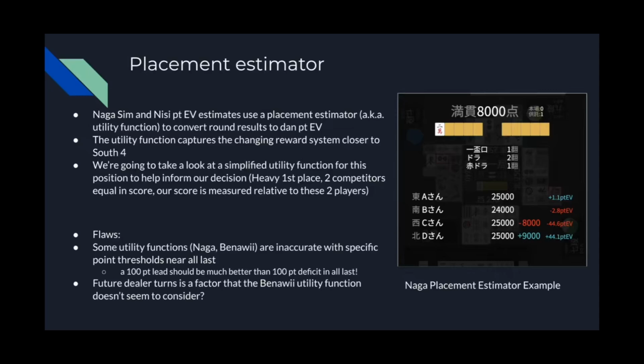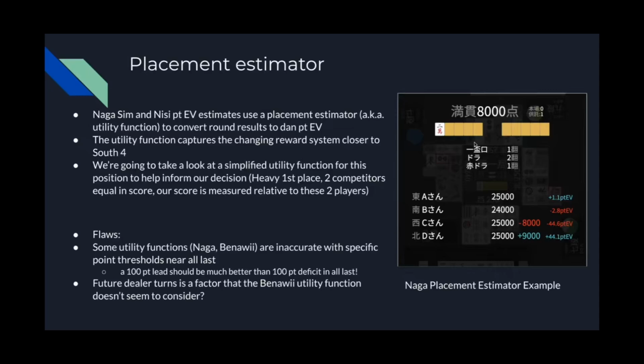Some flaws of a utility function. Some utility functions, such as Naga and Benawii, are inaccurate with specific point thresholds. So in South 4, if you have a 100-point lead over 4th versus if you had a 100-point deficit, it would be a really big benefit to have that 100-point lead, even though it's really small. And some placement estimators are actually not good at considering this, which I guess is understandable because Naga doesn't actually use its placement estimator for making decisions. But I would hope that an AI like Mortal, which does use the placement estimator to make its decisions, would be able to deal with this better. Also, future dealer turns may not be considered highly in the Benawii utility function.